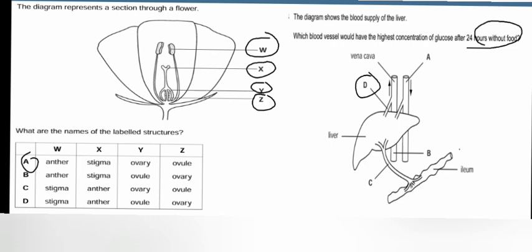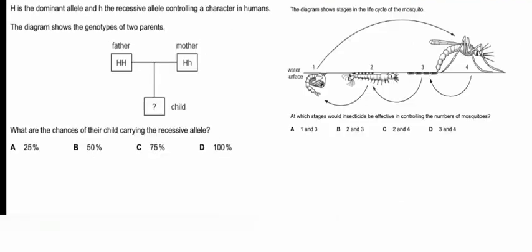The next question. Capital letter H is the dominant allele, and small letter h the recessive allele, controlling a character in humans. The diagram shows the genotypes of two parents. So we have the father and the mother. The father is representing the phenotype. Then capital letter H is representing the genotype. Capital letter H and small letter h represent the genotype also of the mother.